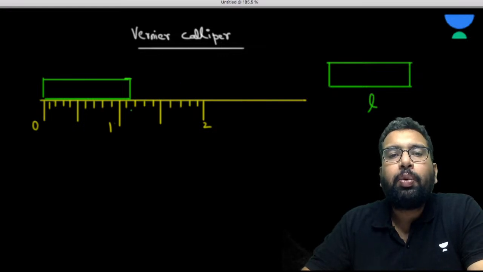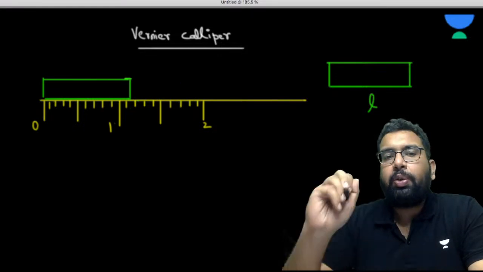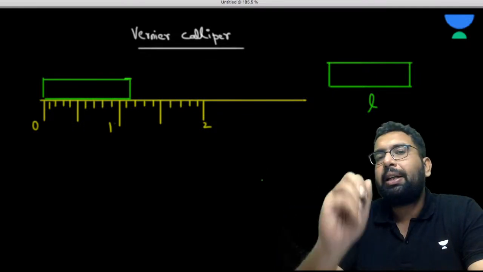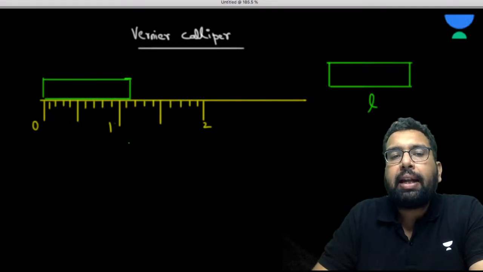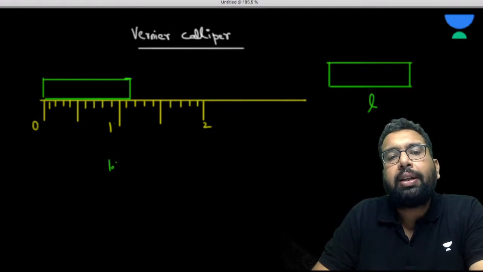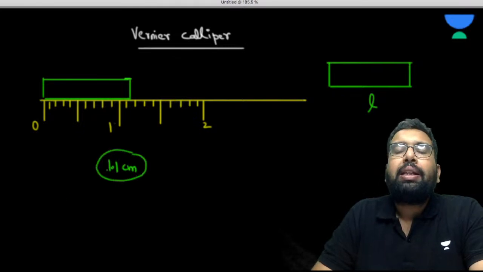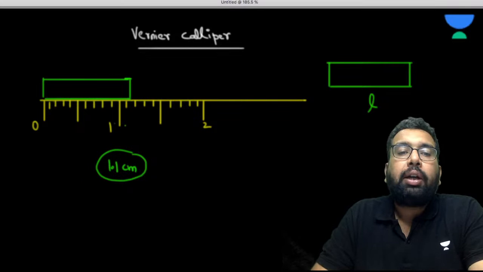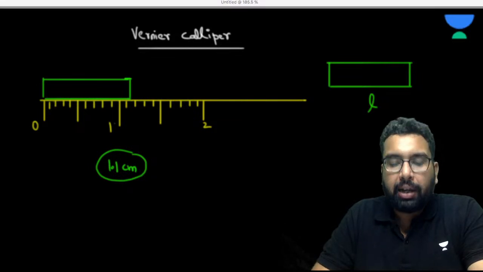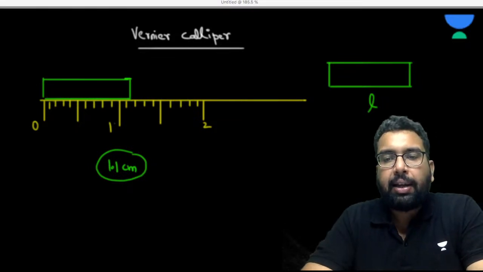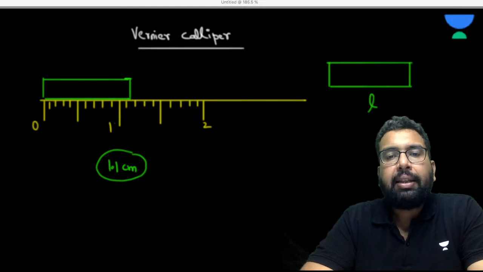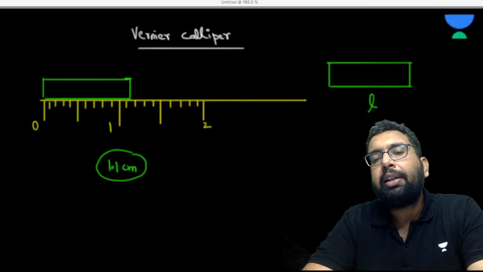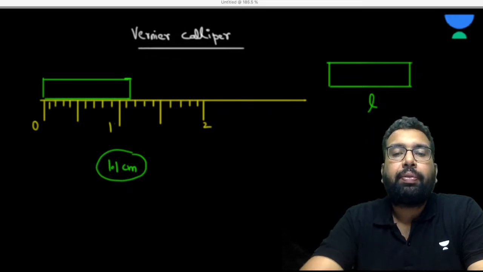Now, if I want to read this, I can say that this is 1 and then this is 1, so 1.1 centimeter. Now, is it true or does it have some error? Sir, in the diagram you have made, I can see that it is not exactly 1.1.